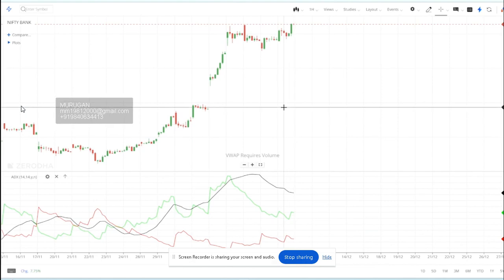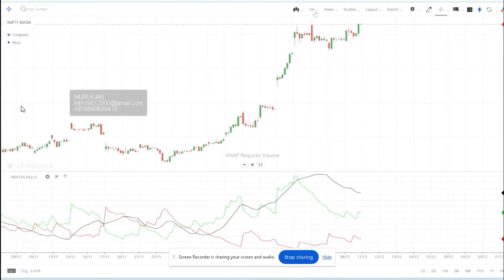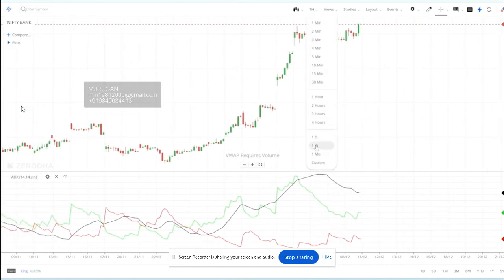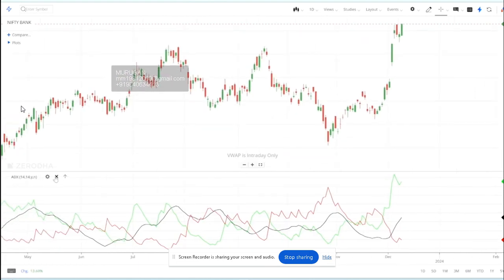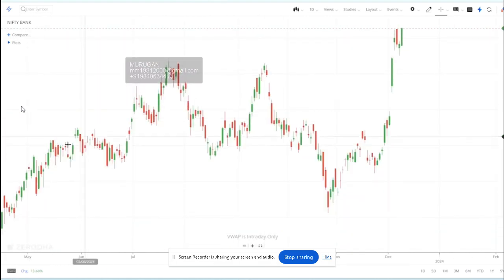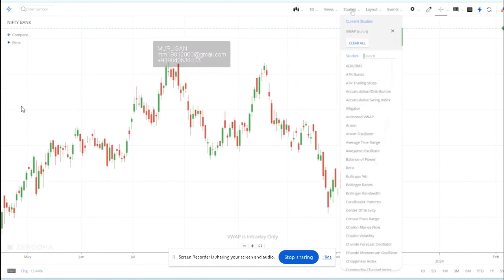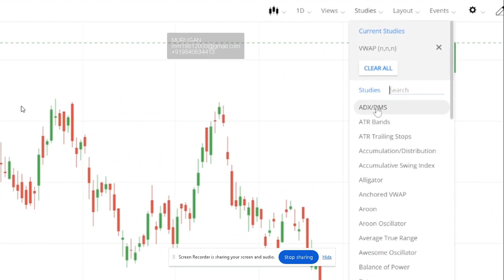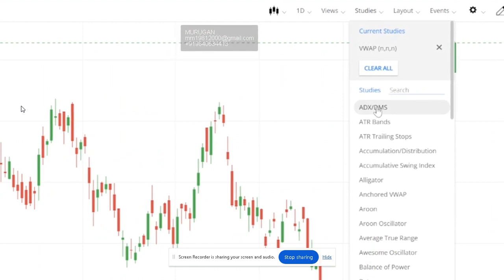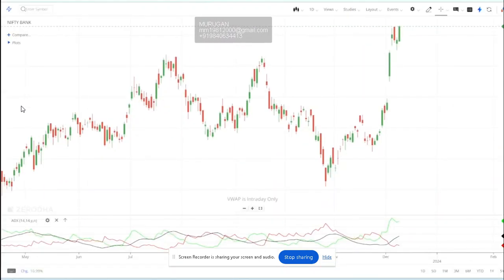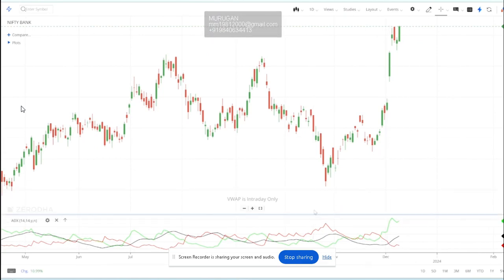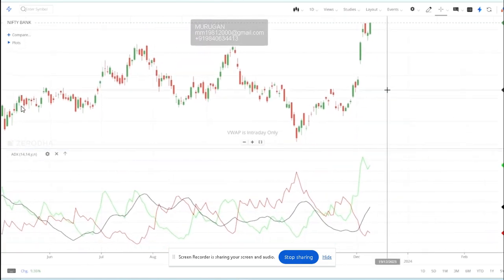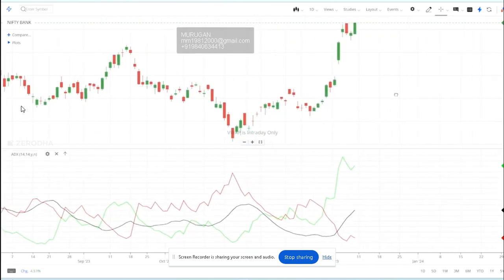Okay, so we take the Nifty Bank and let us say we look at the daily chart. I will teach you from the beginning. So this is a candlestick, and this is a daily chart. Go to studies, ADX. The very first indicator is ADX. You click on that, and it will come like this. To make you understand, I make things slightly bigger.